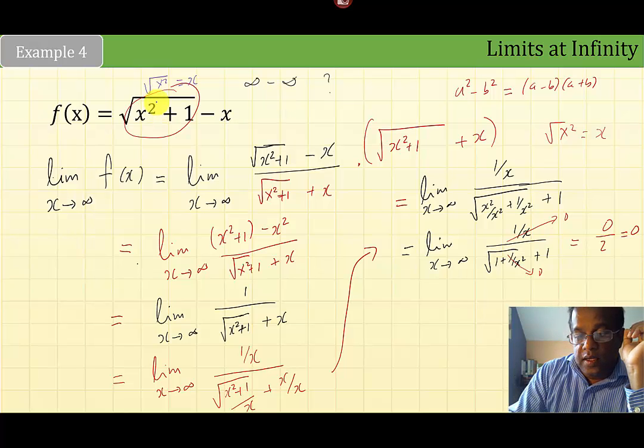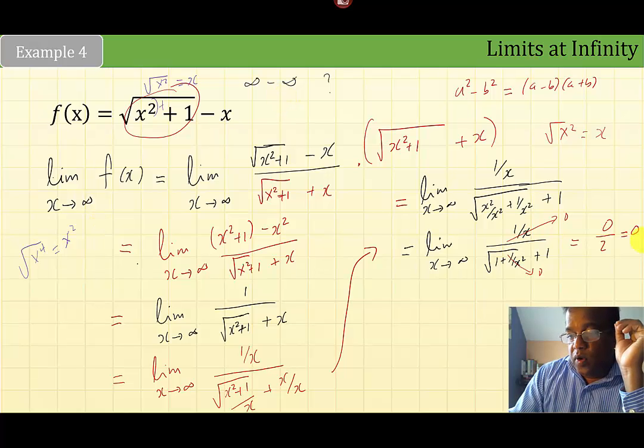However, if you had x to the 4th here instead of x squared, in effect that would be the square root of x to the 4th, or x squared. So as x approaches infinity, this approaches infinity, and x approaches infinity. So it looks like infinity minus infinity. However, that will not approach 0, because this approaches infinity faster than x approaches infinity. So therefore, overall, it will approach infinity.